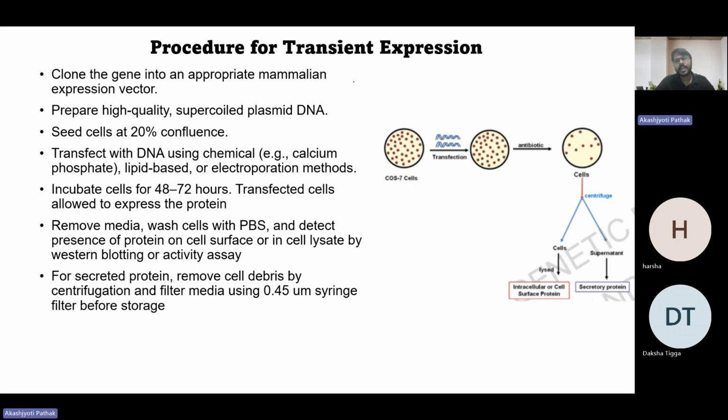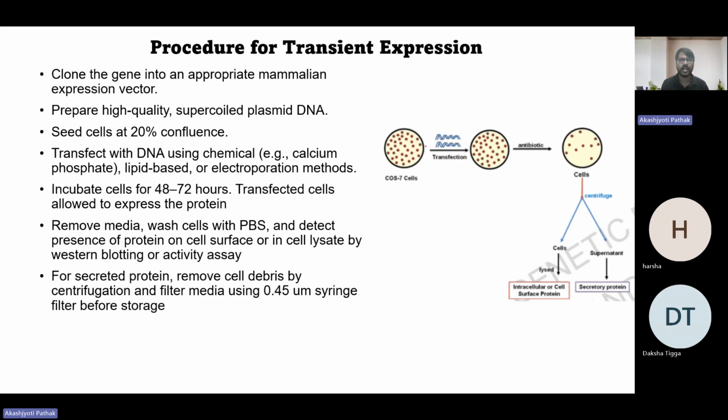Okay. Now, what is the procedure for transient expression? Again, the method is the same. If you have worked in any mammalian cell culture lab, then you must know how to do cell culture, right? You have to take a particular type of cell, seed the cells, and then add the media. There are different types of media like DMEM and RPMI. Then you have to provide the serum, fetal bovine serum, add the antibiotics, and allow the cells to grow.